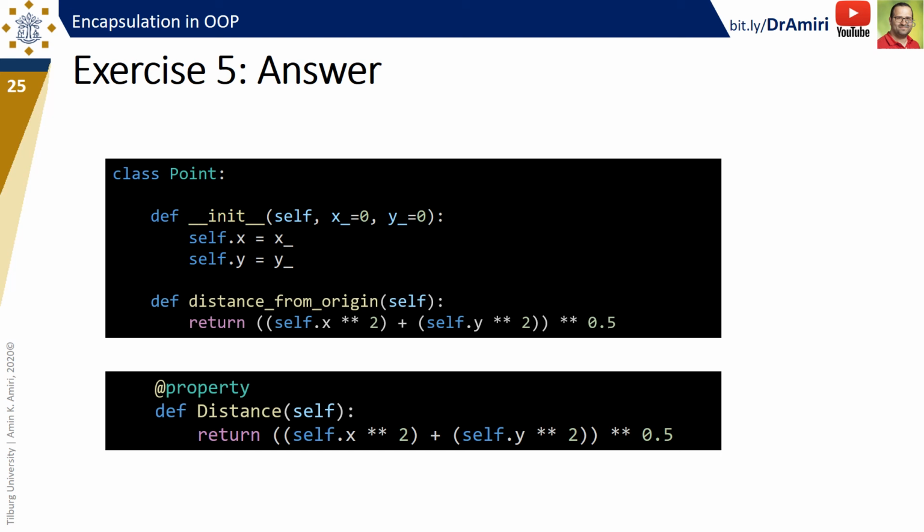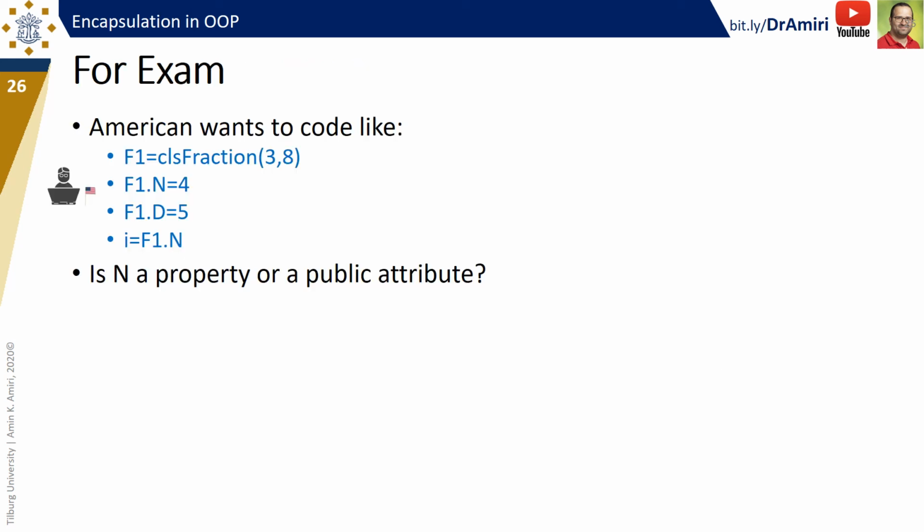So that's what I did. The American wants the name to be distance with a capital D. So I changed the name to distance, and I simply add a decorator @property right before this line, and that's how this property is created. So always try to write the getter or setter method first and then turn them to properties. So in the exam, I always give you the American's view of the code, what the front-end programmers want.